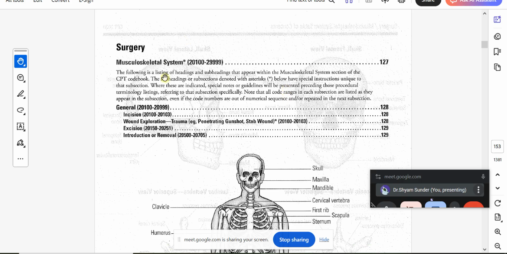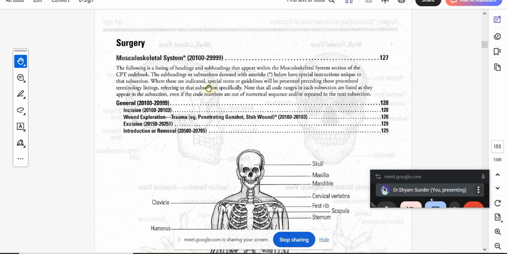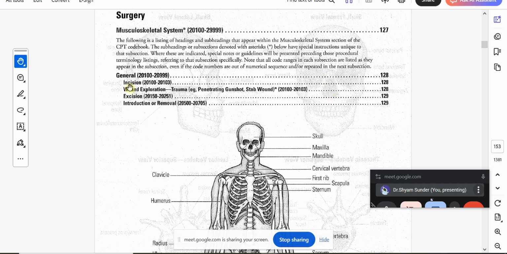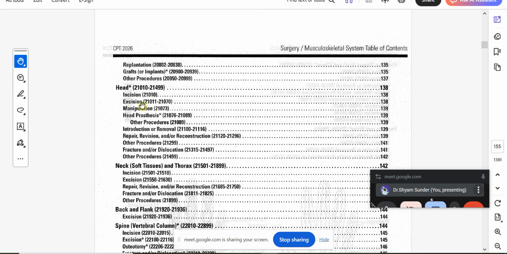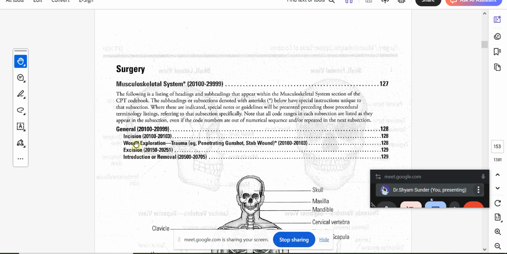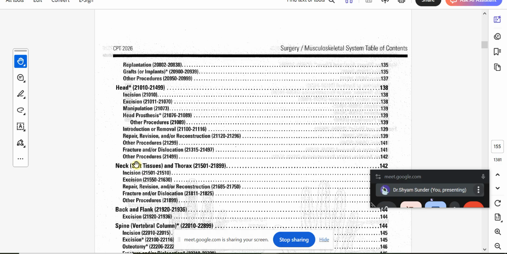So let us look at the organization of the CPT codes. Your codes are the 20,000 series, 20100 to 69999. It is a code range. The first we have is the general codes, 20100 series, for the same surgical techniques: incision, wound exploration, excision, introduction, replantation, grafts. What do we mean by general? They can be done on any body area. That's the meaning of general procedures. These four plus these three are applied to any body area, not just a head or neck, any body area.